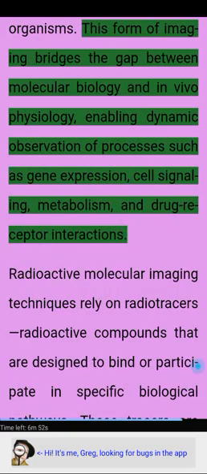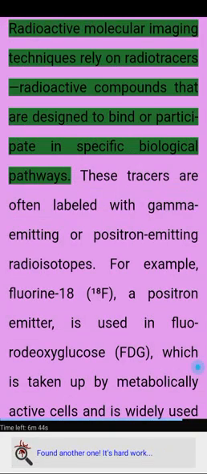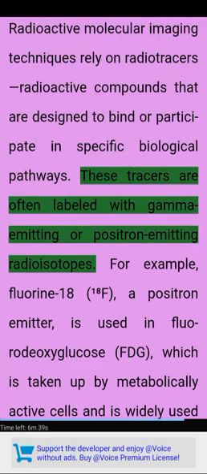This form of imaging bridges the gap between molecular biology and in vivo physiology, enabling dynamic observation of processes such as gene expression, cell signaling, metabolism, and drug receptor interactions. Radioactive molecular imaging techniques rely on radiotracers, radioactive compounds that are designed to bind or participate in specific biological pathways. These tracers are often labeled with gamma-emitting or positron-emitting radioisotopes.